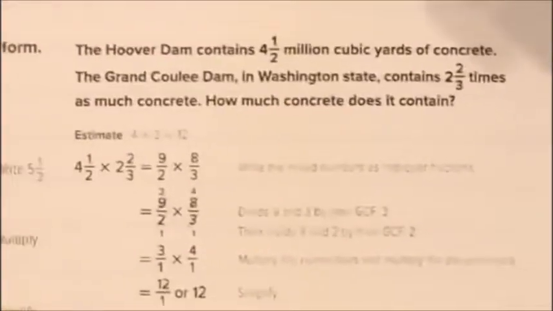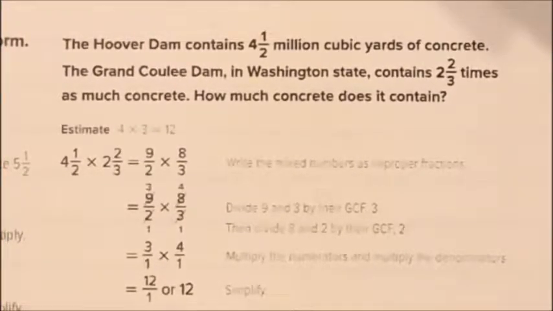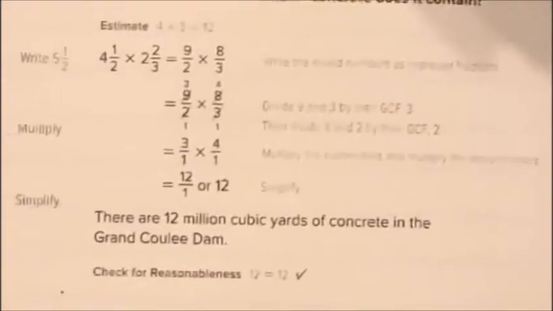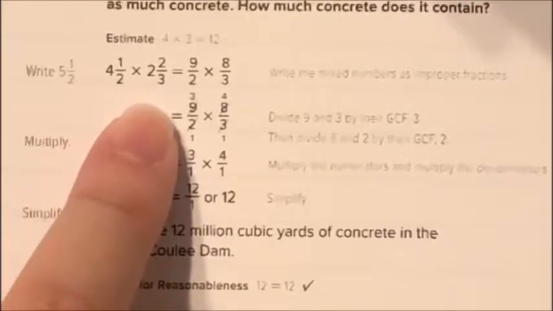My third example, the Hoover Dam contains 4.5 million cubic yards of concrete. The Grand Coulee Dam in Washington State contains 2 2/3 times as much concrete. How much concrete does it contain? So we're going to take the two numbers that they gave us, 4.5, and multiply it by 2 2/3.